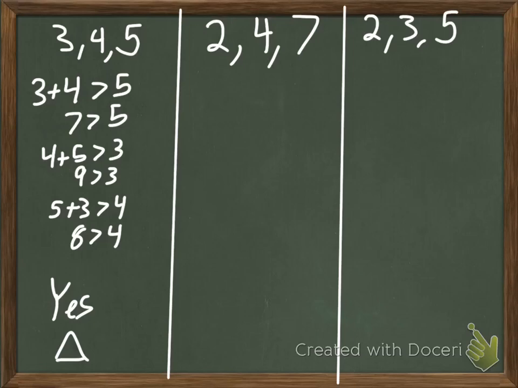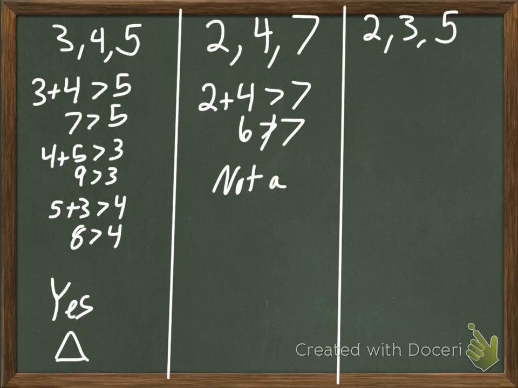Two, 4, 7. We need 2 plus 4 to be greater than 7. Well, 2 plus 4 is 6. 6 is not greater than 7. So right away we know it doesn't work. Even though 4 plus 7 is greater than 2, and 7 plus 2 is greater than 4, because that 2 plus 4 is not bigger than 7, this is not a triangle.